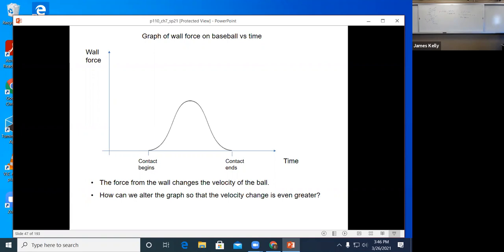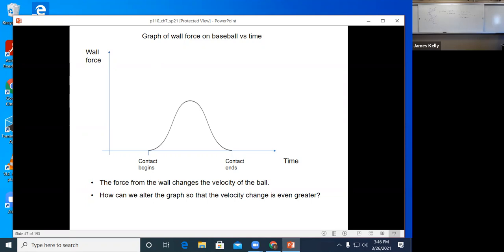That would be for a shorter time interval. Is that what you meant? Do you think that would have a bigger effect on changing the state of motion of the ball, or a smaller effect? I guess I was thinking if time was shorter, then like the wall force would be bigger too. Yeah, maybe. So what I'm drawing here is not exactly what you meant, but one way would be to make it go up higher. That's essentially what you're saying.